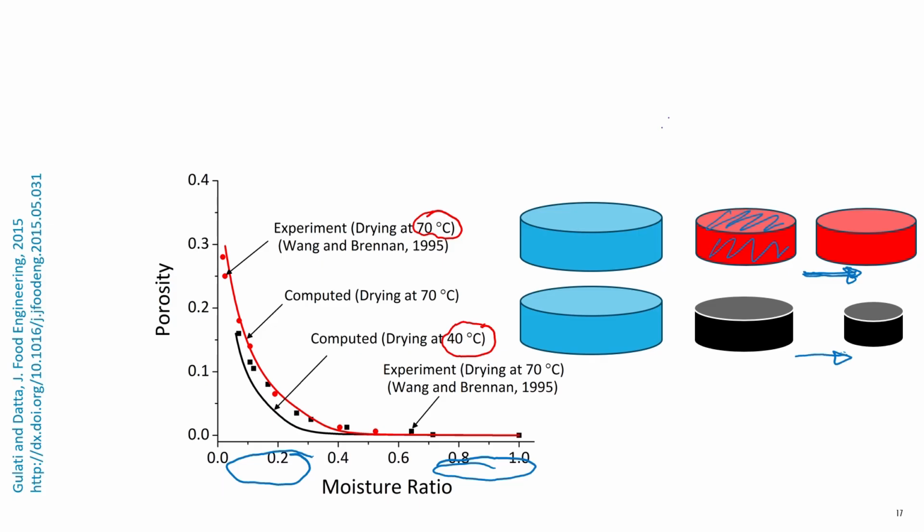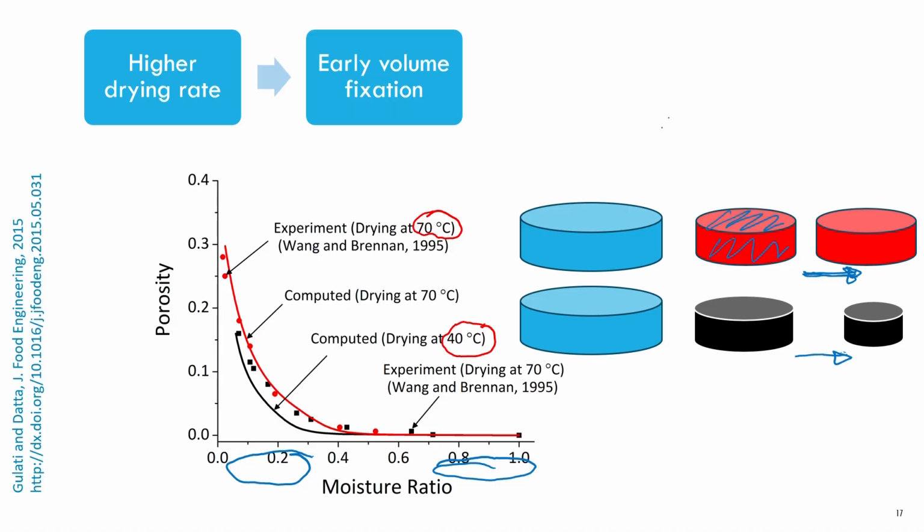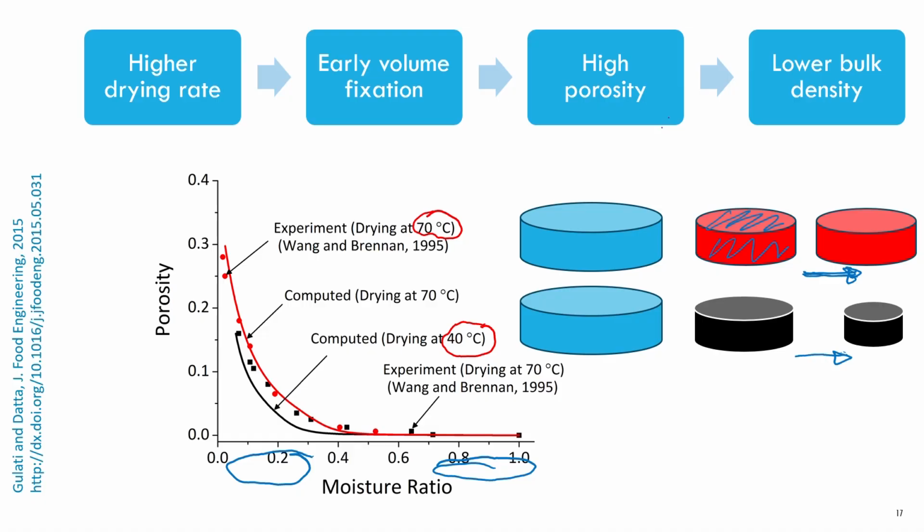But higher porosity also means lower bulk density. To summarize then, higher drying rate, like higher temperature, would lead to early fixing of the volume. So the volume is set because of this outer shell, and that leads to the final product being more porous, and therefore it has a lower bulk density.